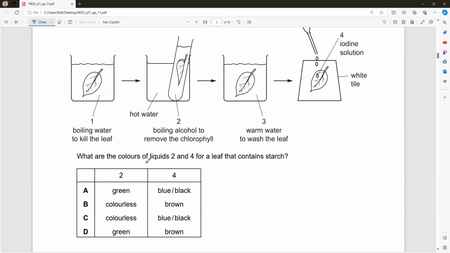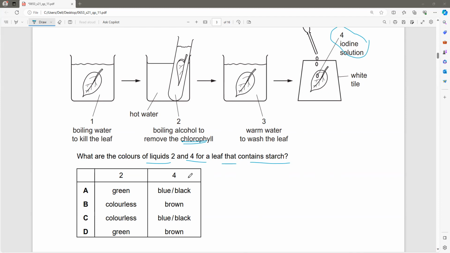Now, what are the colors of liquid 2 and 4 for a leaf that contains starch? What are the colors of liquid 2? Liquid 2, what is the liquid 2 here? Boiling alcohol to remove the chlorophyll. And 4 for a leaf that contains starch. So what are the colors, anybody? What happened? When chlorophyll is removed, alcohol will turn into what? What is the color of the alcohol? We have studied this also. Green color. Do you all remember or not? Please respond. That picture also we studied.